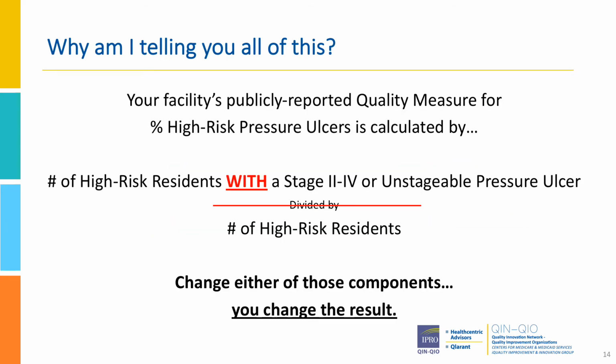Now you may ask yourself, why am I telling you all this? And simply put, it goes back to the math. For example, the measure related to your long-stay high-risk residents who have a pressure ulcer. The numerator is simply your long-stay residents with a stage 2, 3, 4, or unstageable pressure ulcer during the look-back period. The denominator is simply all of your long-stay residents who have been identified by the MDS as being at high risk for the development of pressure ulcers. Change either of those pieces of the formula and you change the result.